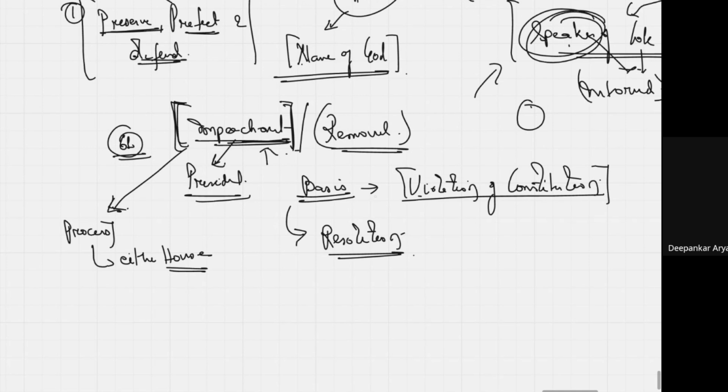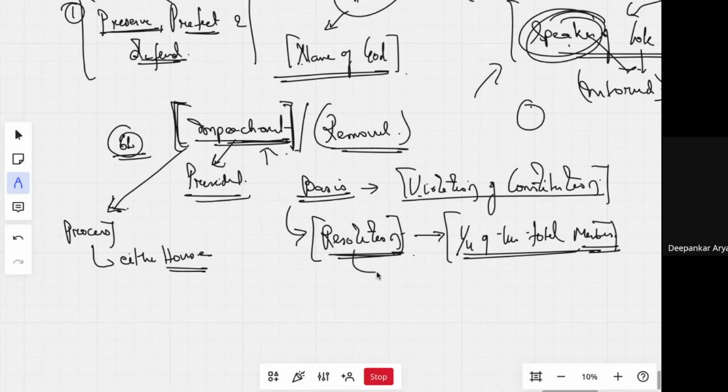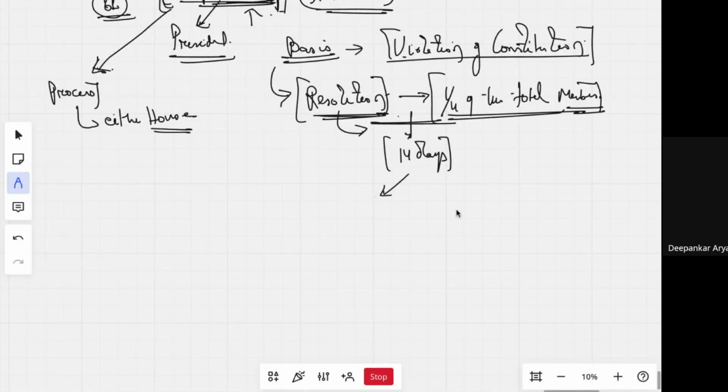Okay. Now, the resolution for the removal must be signed by one-fourth of the total members of the house. This one-fourth of the total members will give their intention for the removal of the President of India. And once this one-fourth of members have signed, there must be a notice of 14 days. After 14 days, it is submitted for voting. Okay.